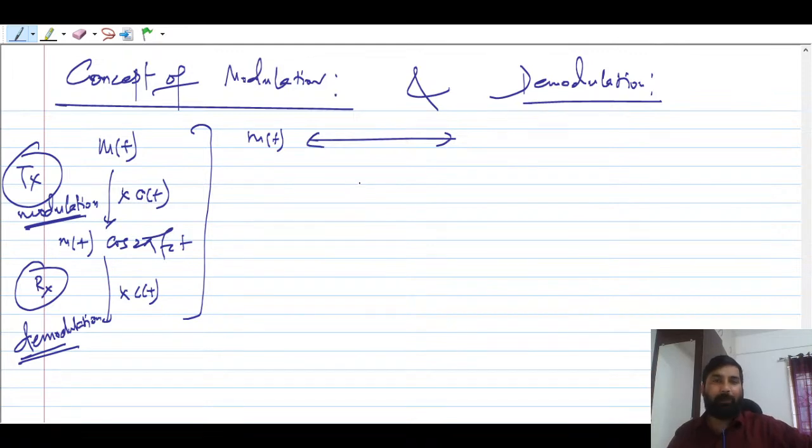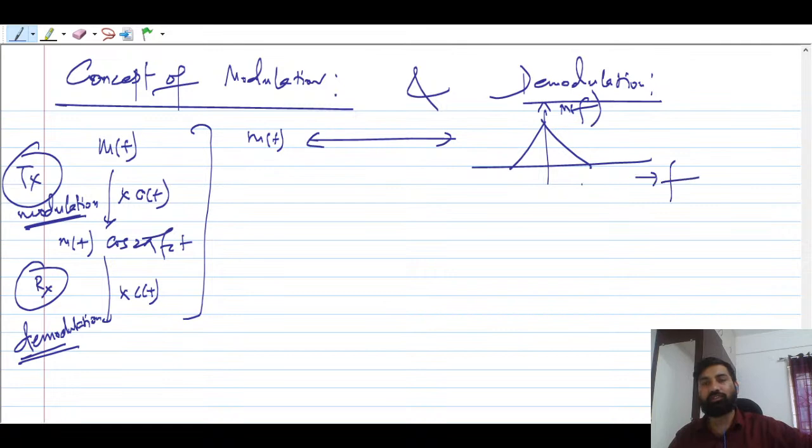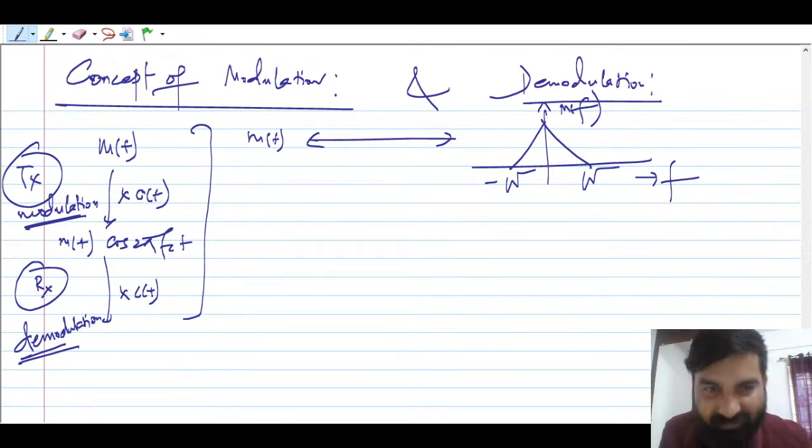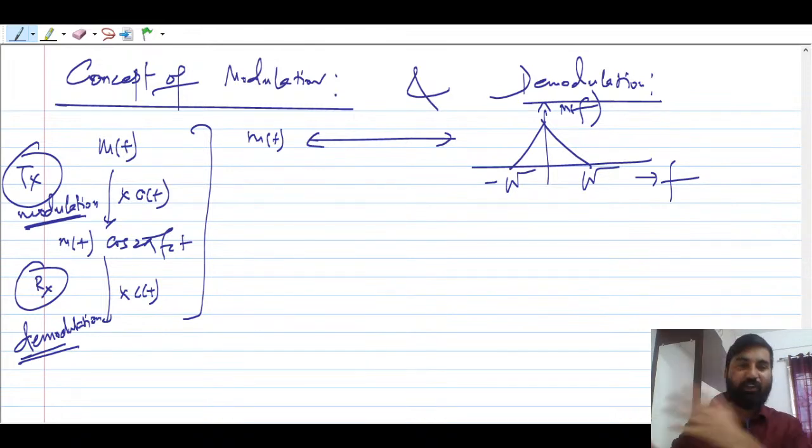So suppose MT has a spectrum of this kind, right? This is MF. In frequency domain, this is MF and the bandwidth is W, right? In time domain, multiplication by the carrier signal, when we do modulation, when we do demodulation, right? Demodulation is nothing but getting back the original signal.